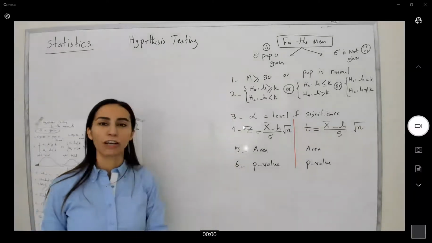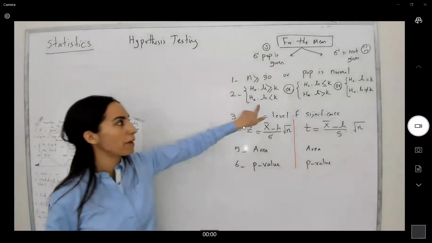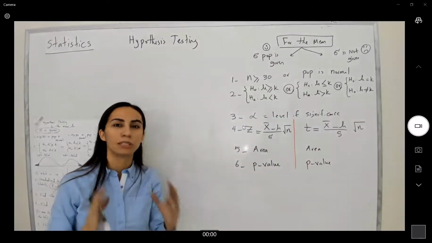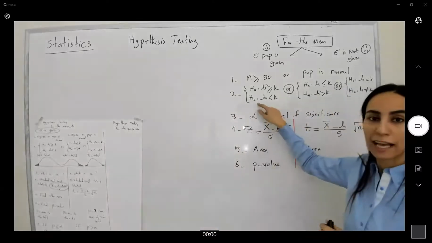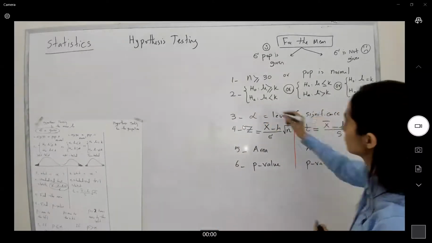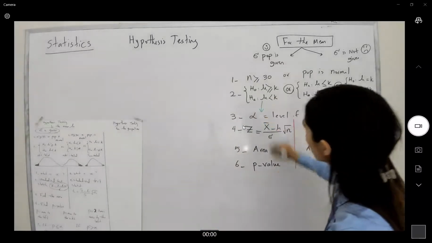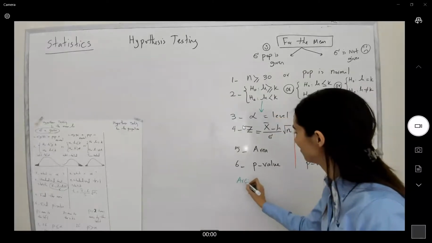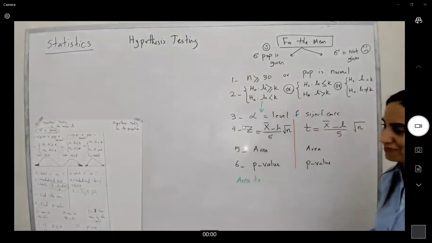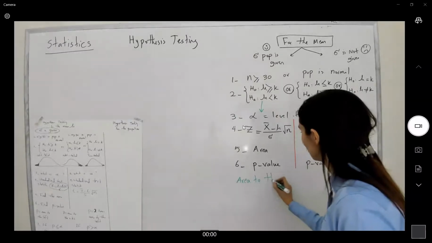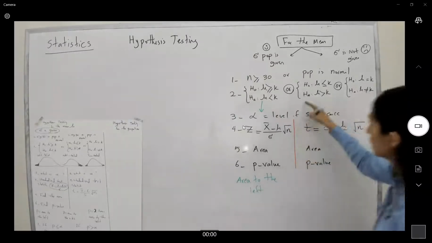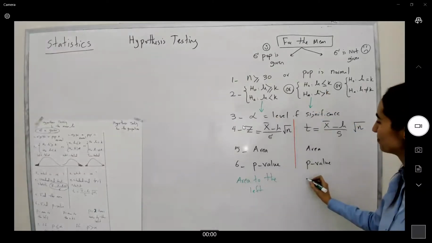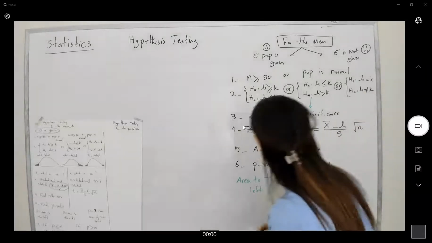Remember, we have to find p-value. So depending on the category you're dealing with, we find p-value differently. If this is the first category, what is the p-value? What is the p-value in this case? The area to the left. If this is the second category, what is the p-value? Area to the right.